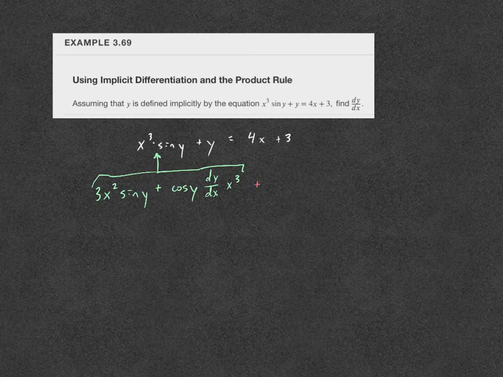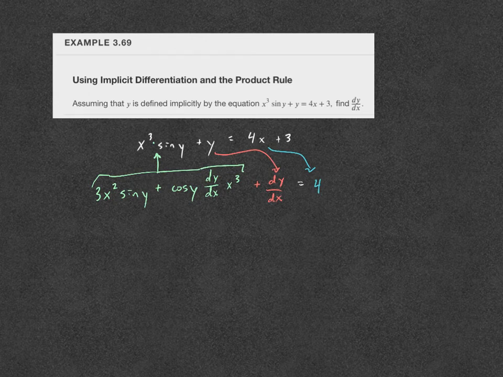Then let's switch to red. We'll say plus. Now the derivative of y is dy over dx. And then we'll go with blue. The derivative of 4x is 4. I'm not going to write down that the derivative of 3 is 0. All right, so there we go. There's our derivative equation. It's pretty messy.